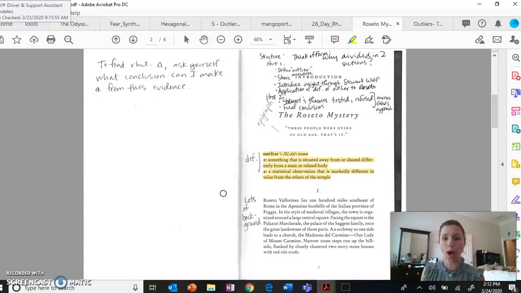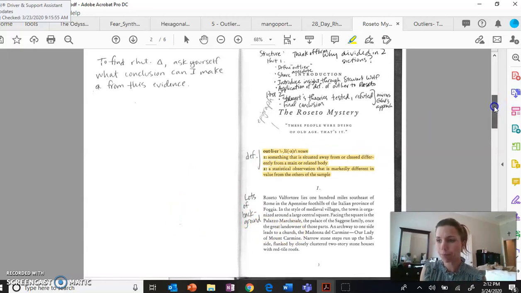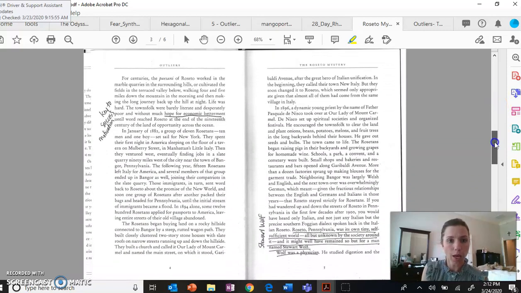Okay, so let's think about why this might be divided into two sections. In the first section, he's got this anecdote about Roseto Valfortore and where it lies in Italy. Lots of description, lots of background as we get started. And then we get sort of here, life was hard, the townsfolk were barely literate, hope for economic betterment. So maybe there's some keys to the motivation and the success that this group of people are going to have.